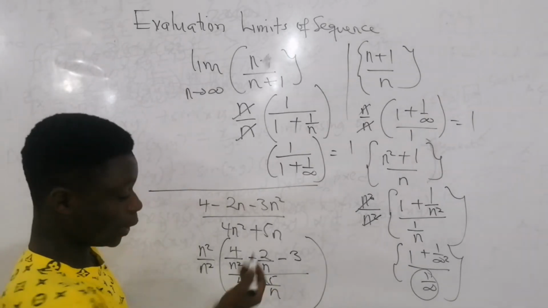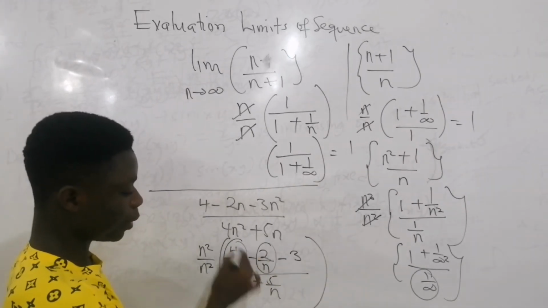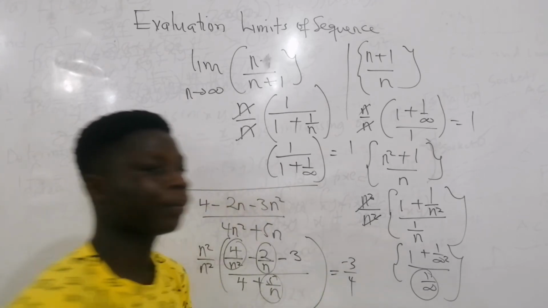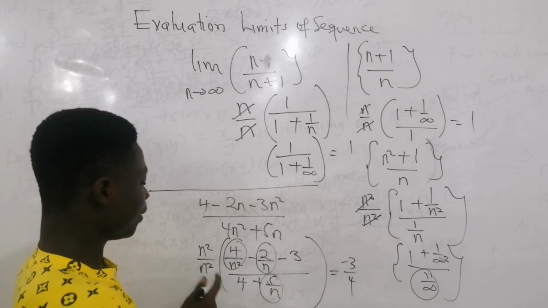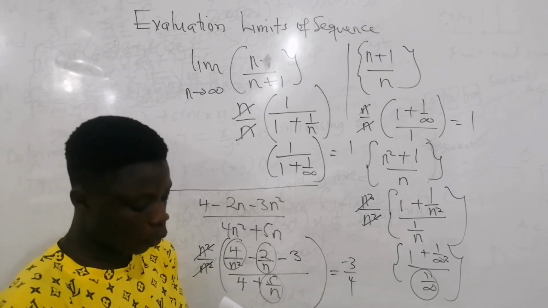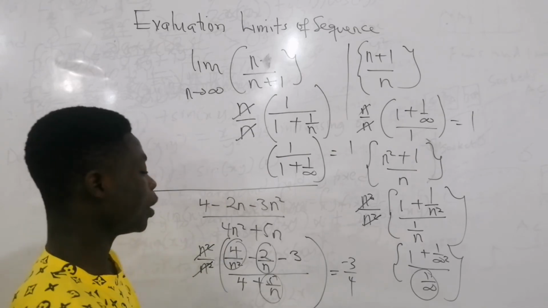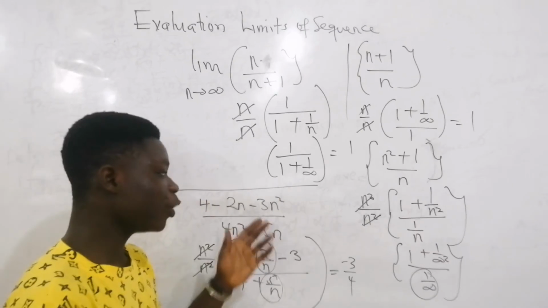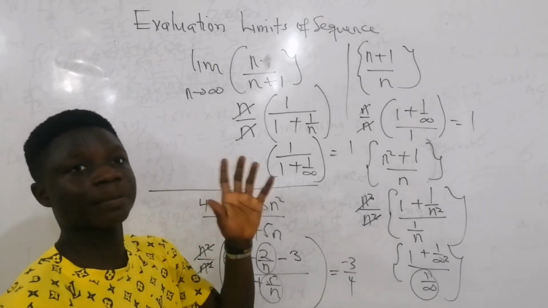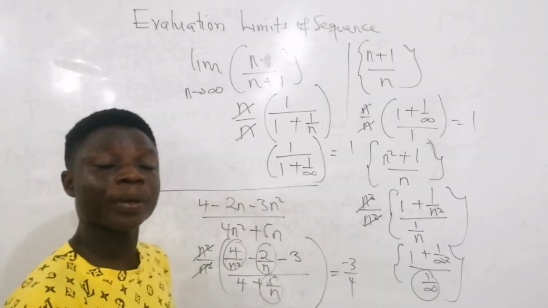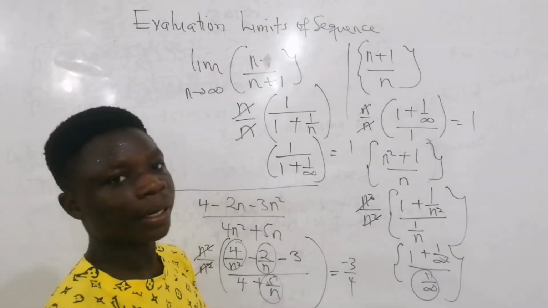Wherever there's over n, it tends to 0. So this tends to 0, this tends to 0, this tends to 0. Therefore, the limit becomes negative 3 over 4. As simple as that. This will cancel this. This is called factorization, right? Or you can use a calculator, as I said. You can use a calculator to take a huge number, and this number will be approaching something like negative 0.747, approximately negative 0.75, and this is it, right?